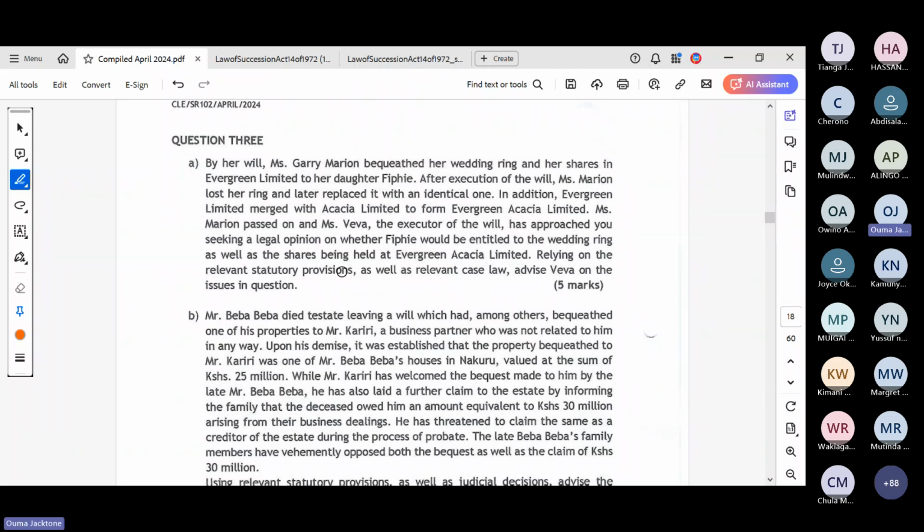So this person wrote a will, bequeathing a wedding ring and her shares in Evergreen Limited to her daughter, Fifi. After the execution of the will, Miss Marion lost her ring and later replaced it with an identical one. In addition, the Evergreen Company merged with Acacia Limited to form Evergreen Acacia Limited. So Vera, the executor of the will, has approached you seeking a legal opinion as to whether this person can inherit the estate of the deceased mother, whether these properties will be inherited. What is the position of the law to that extent? Quickly, somebody.